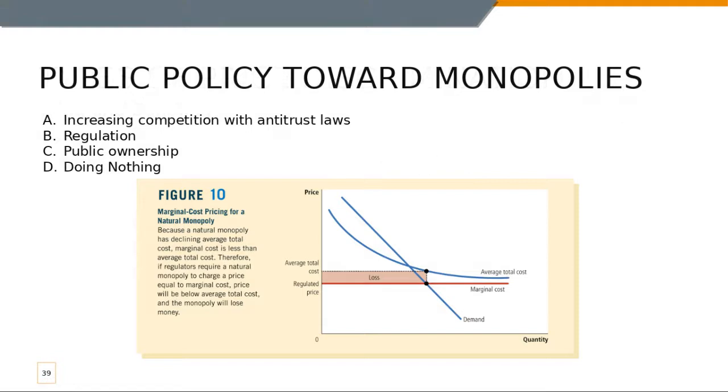This leads us to public policy towards monopolies. Well, there are four options really available to government. The first option is that you can increase competition with antitrust laws. This is what Theodore Roosevelt and Woodrow Wilson are known for, trust busting. This is the idea that you can break up competition with antitrust laws and ultimately make firms smaller.